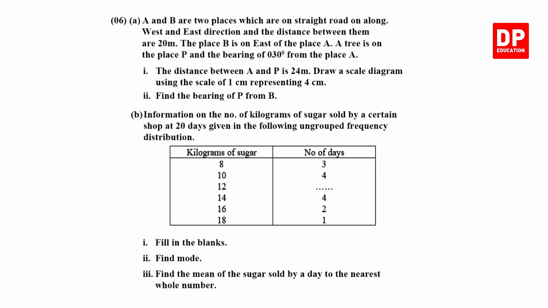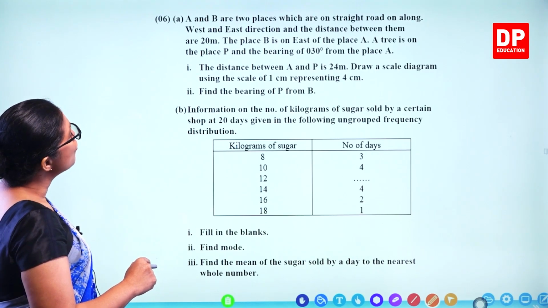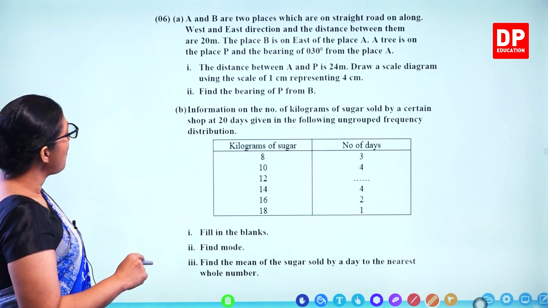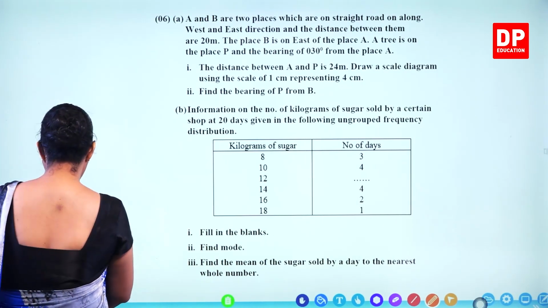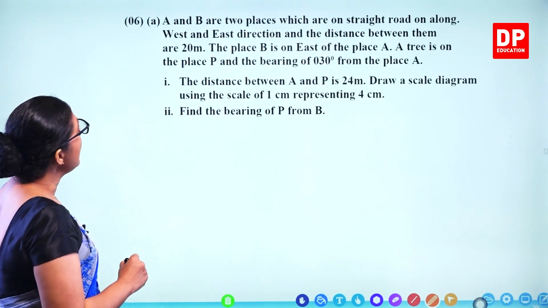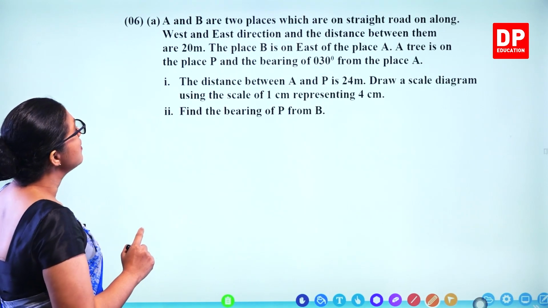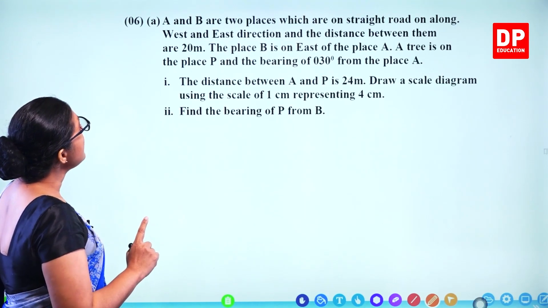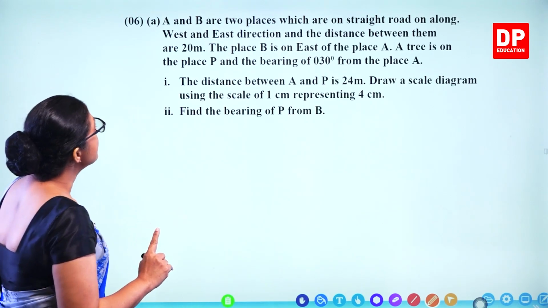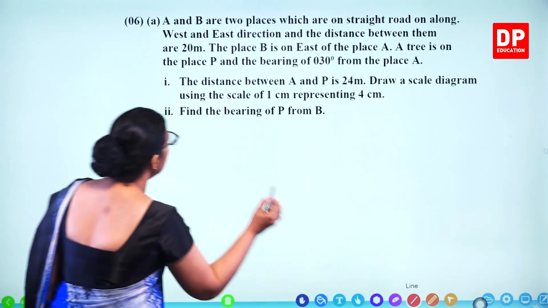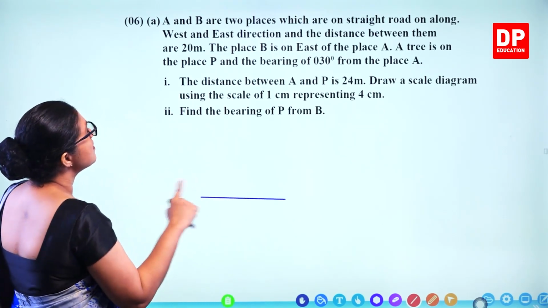This is the last question, question number 6. Part A, you have to draw the scale diagram. Part B, about statistics. So let's do part A first. A and B are 2 places which are on straight road along west and east direction. West and east. So here we can just sketch it and see west and east, this direction.